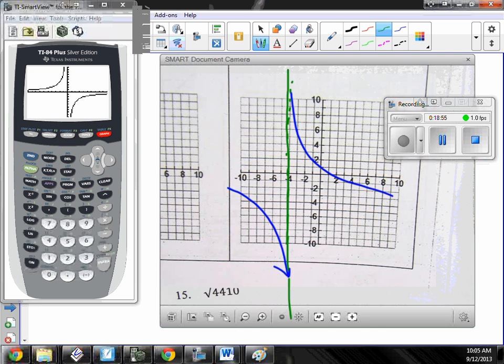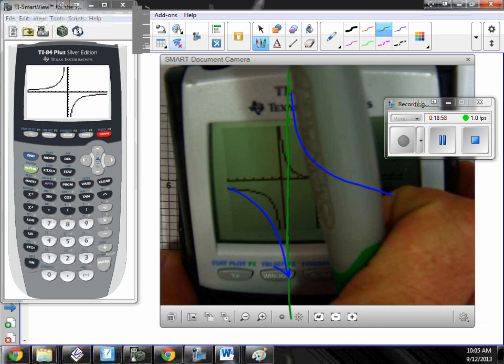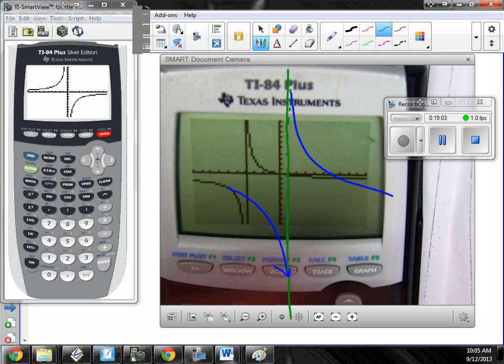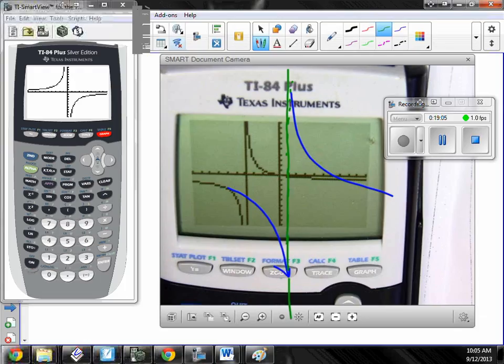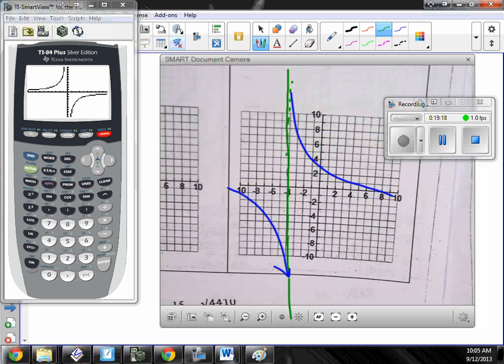Remember, if your calculator draws that vertical line, remember it's not actually there. It looks like there's a vertical line, but there is no graph at that point. Your calculator is just trying to be smarter than it is and trying to connect the dots. So it's not that smart.